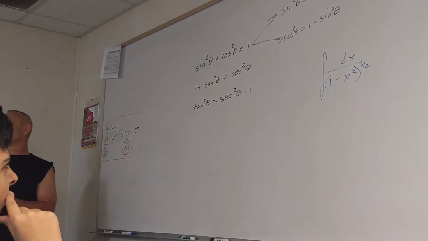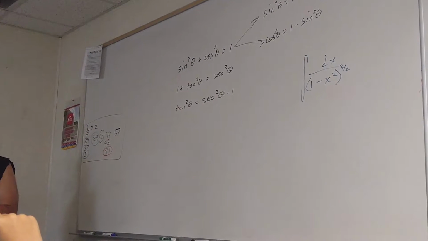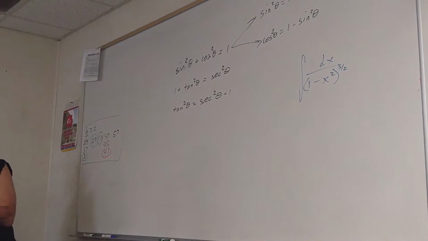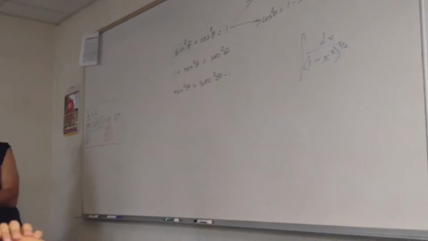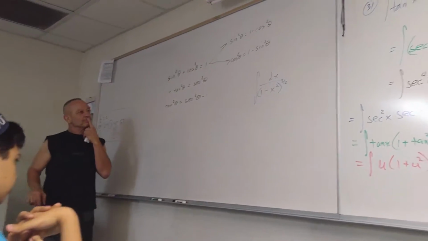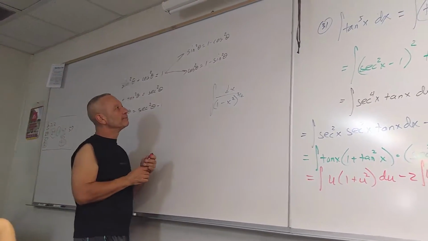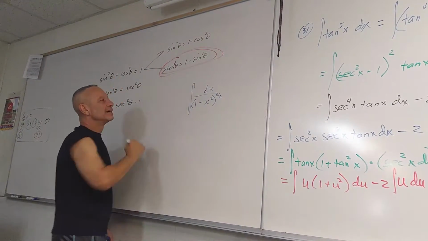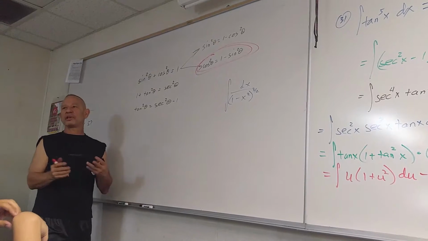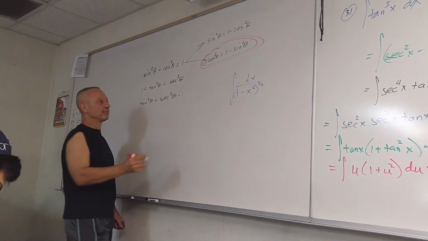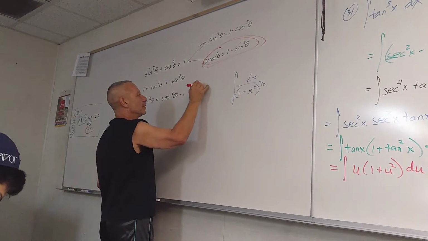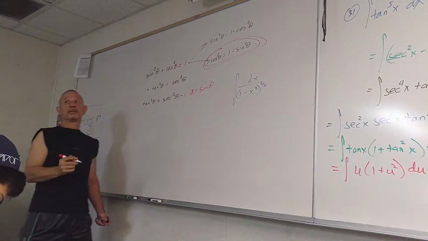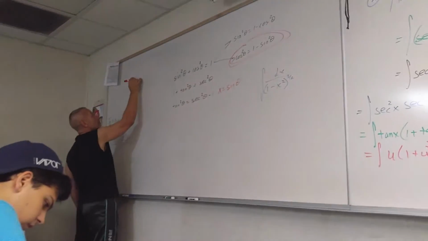Integration by parts isn't going to work. Integration by parts is kind of set up for when there's a transcendental in there. You know what, though? 1 minus x squared. Doesn't that look a little bit like that? What if I replaced x with sine theta? This is called a trigonometric substitution.